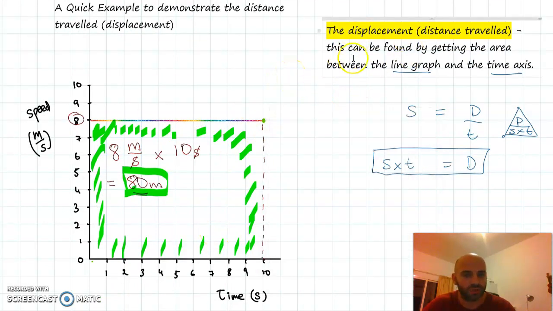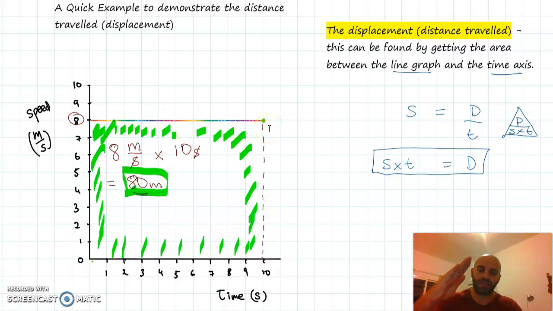Now, this is a good rule of thumb to follow with all of these graphs. You take the area between the line graph and the time axis. So this time it turned out to be a constant speed of 8 meters per second. But in other examples, it will come up at an angle. So that means we'll still be getting the area, but we might be using a triangle instead. Okay, so you'll have to know the area of a triangle for the other example that we were just working with.